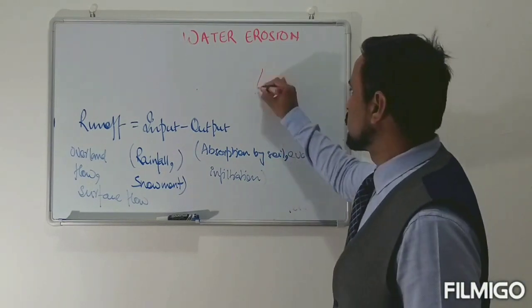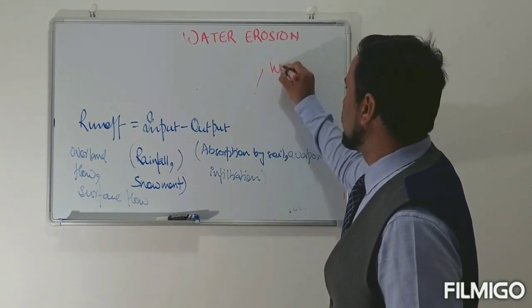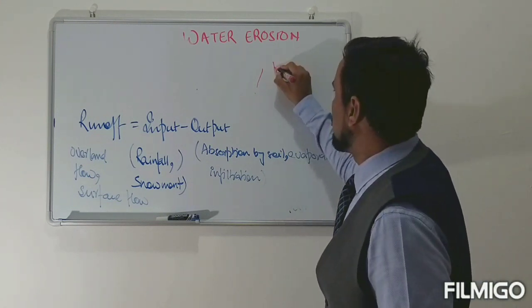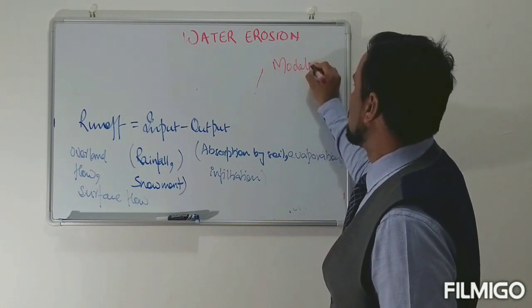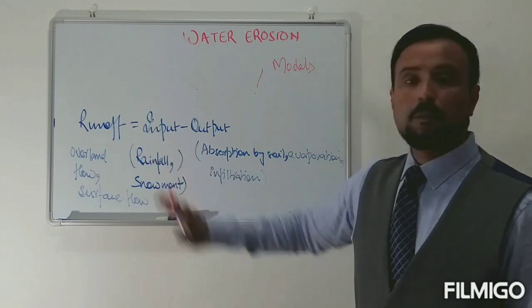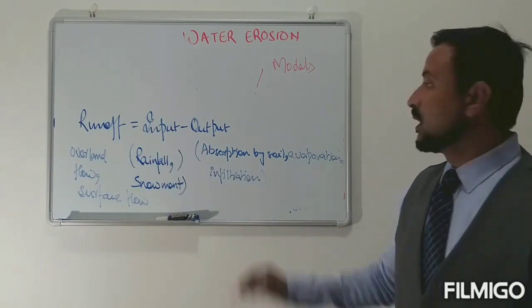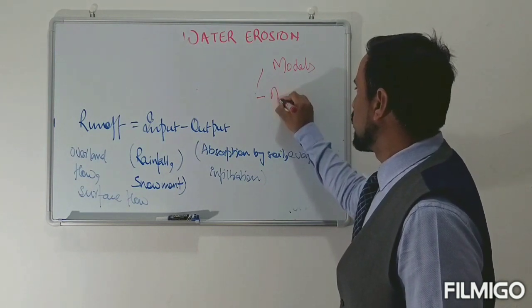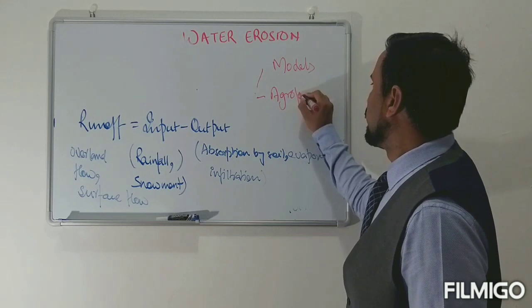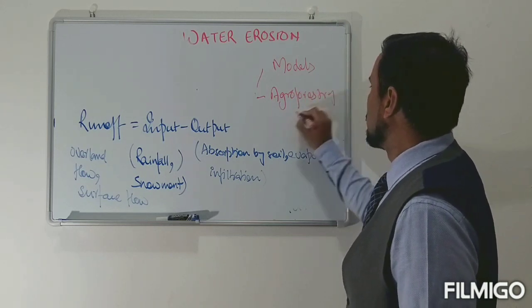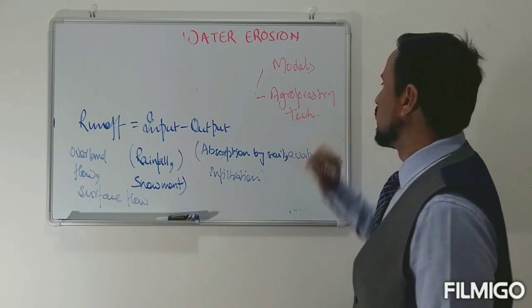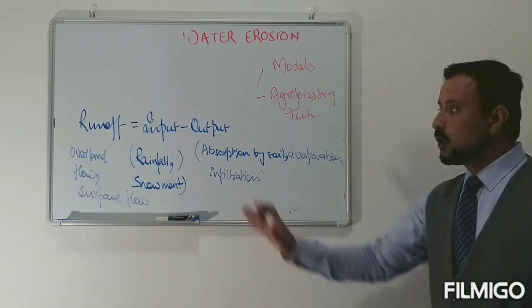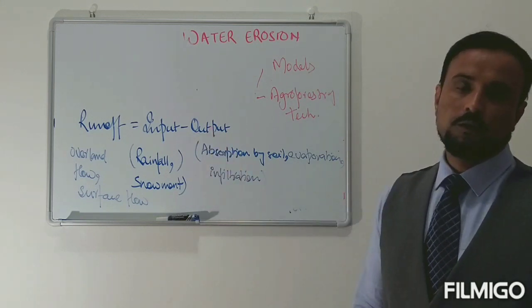To stop water erosion, or design better techniques to avoid water erosion, models can be developed, right? Models can be developed based upon runoff erosivity. Then agroforestry techniques can be developed to stop erosion from happening due to runoff erosivity, right?